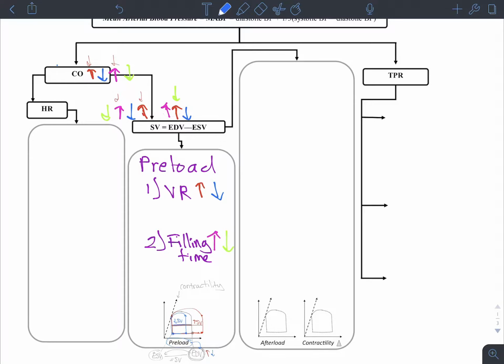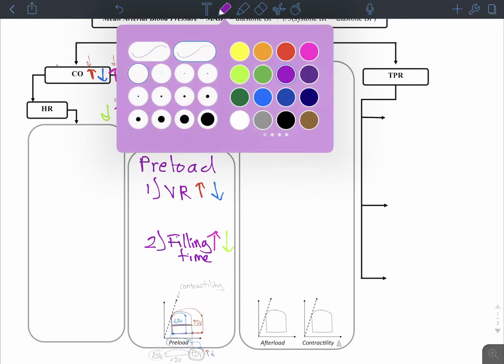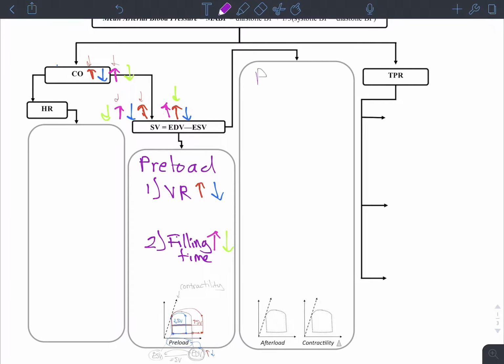Awesome. Okay, that's all that we have to think about for EDV. ESV is a little bit more complicated though. ESV is also affected by preload, so I'm going to write preload here as well. And preload again is venous return and filling time. So let's think about these one by one. If we increase venous return, preload. We've already discussed preload, but preload is the amount of blood and pressure that is built up right before we actually eject it out of the heart.